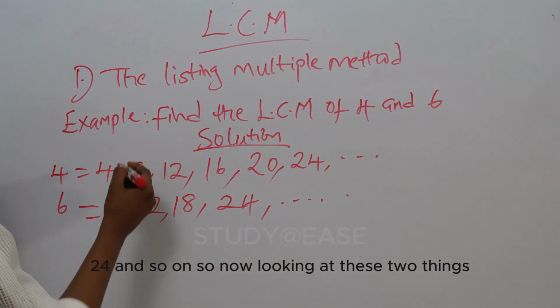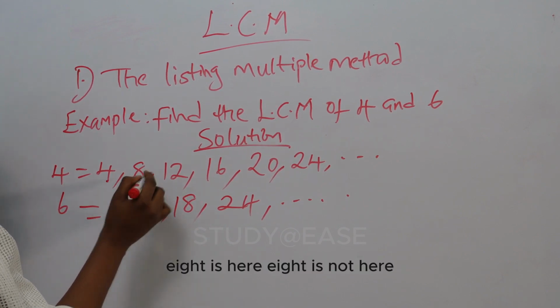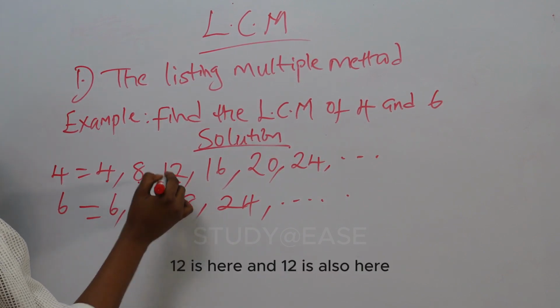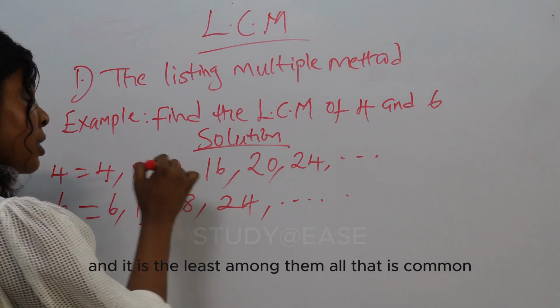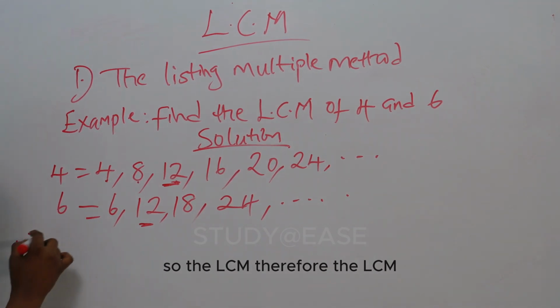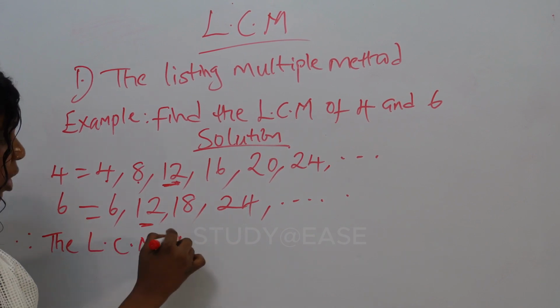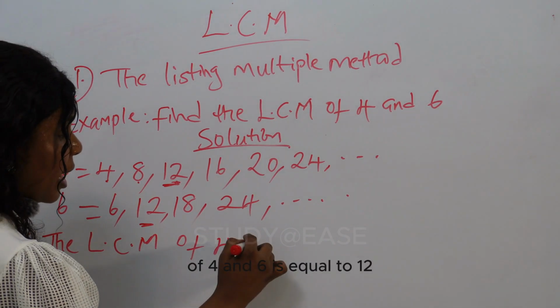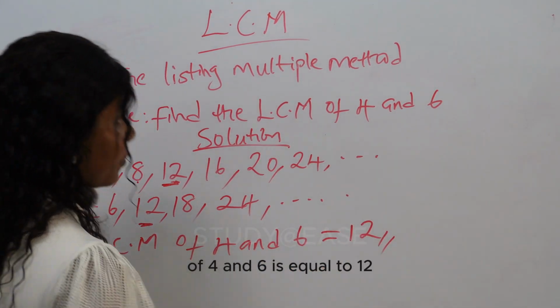Now, looking at these two lists, 4 is here, 4 is not here. 8 is here, 8 is not here. 12 is here, and 12 is also here. And it is the least among them all that is common. So, the LCM of 4 and 6 is equal to 12.